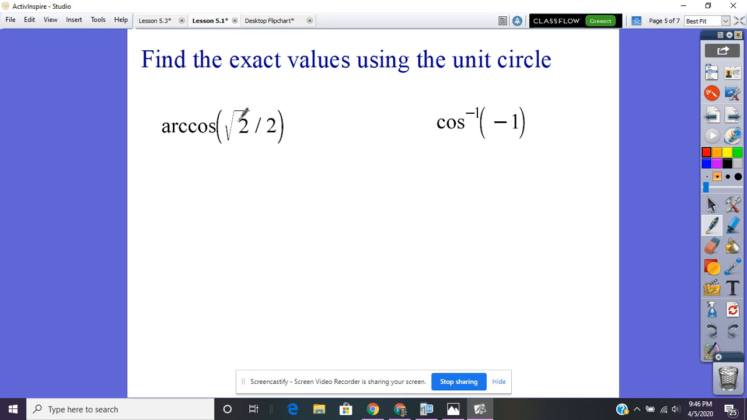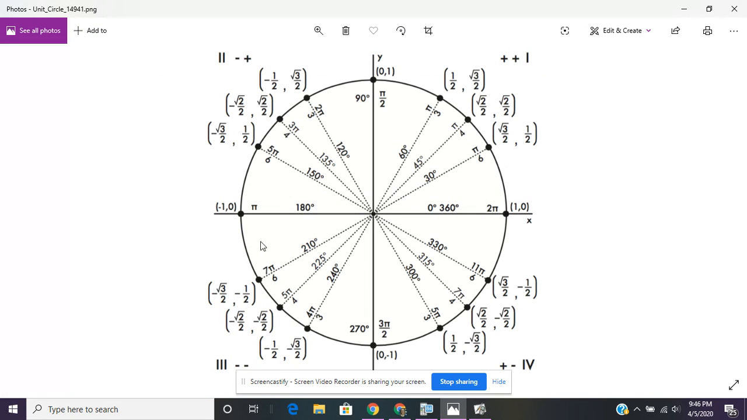Let's do another couple examples. Now we're doing the cosines, so cosine being our x value. We're looking for where cosine is a positive root 2 over 2 and where cosine is -1. So let's go back over here. Root 2 over 2 would be right here, and -1 would be over here. So let's start with this one.